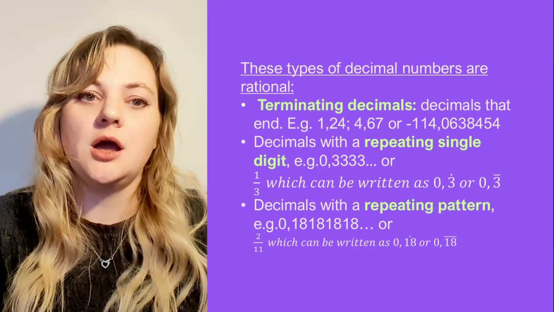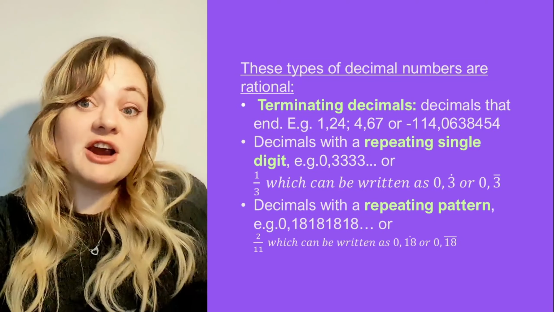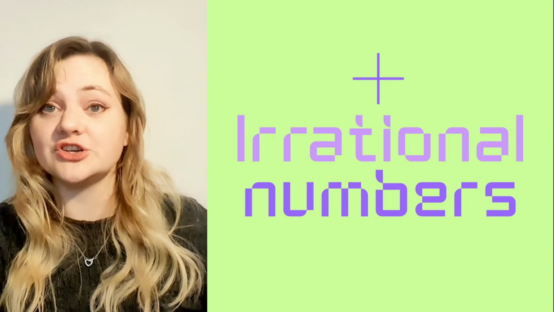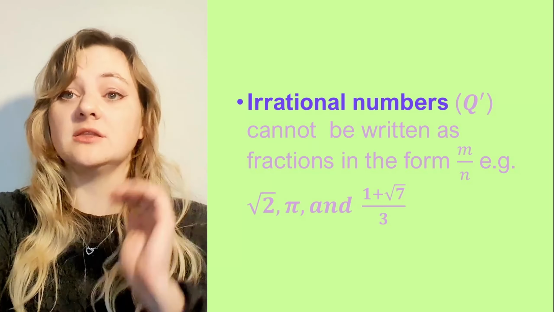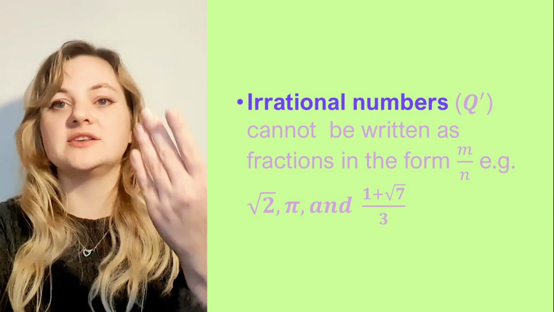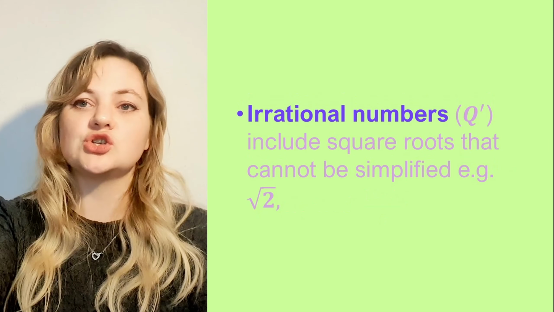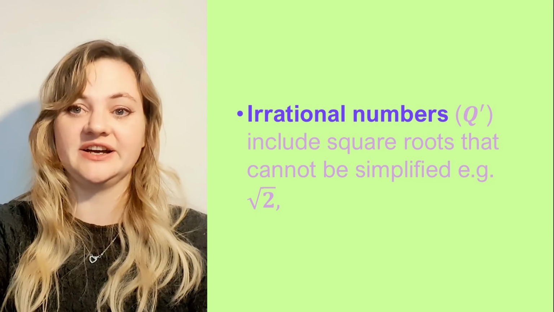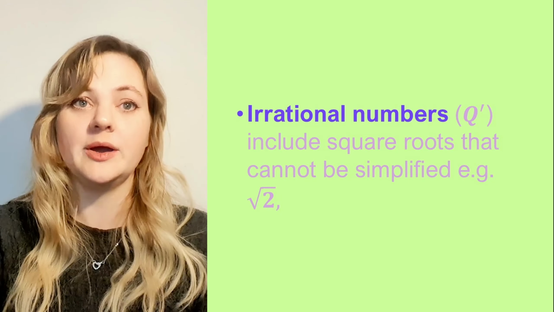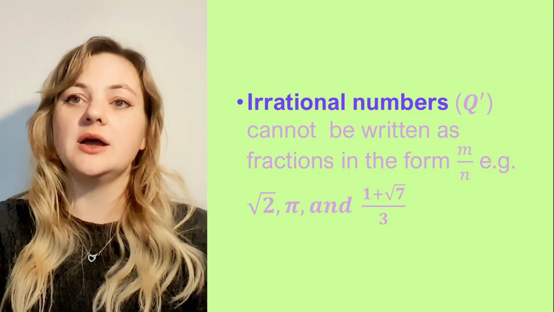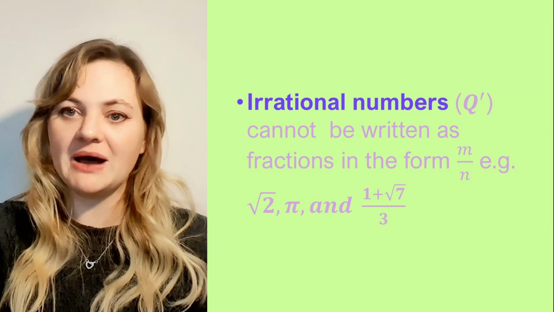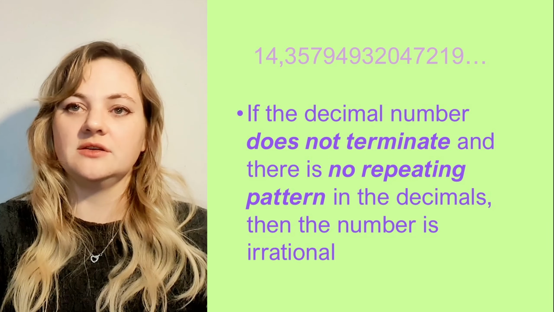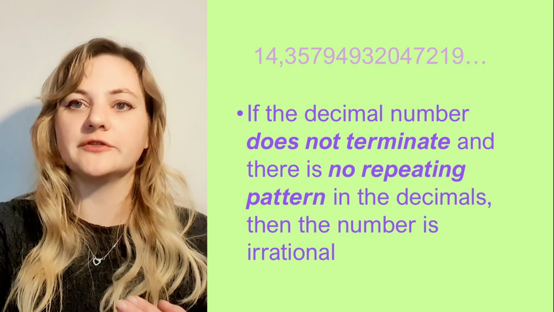Pretty much everything that you cannot write as a fraction is irrational numbers, okay? That's literally the definition of it. Cannot be written in the form m over n. Examples, like I said before, so irrational numbers include square roots that cannot be simplified. For example, the square root of 2. But they can also include special numbers like pi.